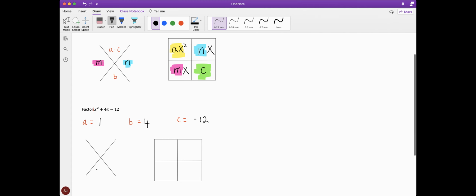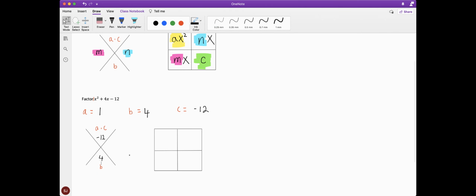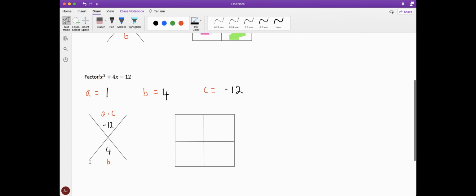So we have our a, b, and c, right? Let's fill out first the x. On top of the x, you have to multiply a times c. So what is our a? A is 1, c is negative 12. So 1 times negative 12 is negative 12. How about on the bottom? On the bottom, you have to fill it out with b. Our b is 4. So we have negative 12 on top and 4 on the bottom. What are the two numbers that multiply to negative 12 but add to 4? It is 6 and negative 2. Because 6 times negative 2 gives us negative 12, but 6 plus negative 2 gives us 4, right?